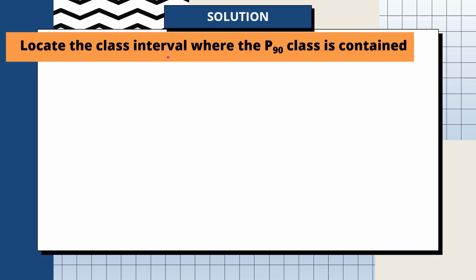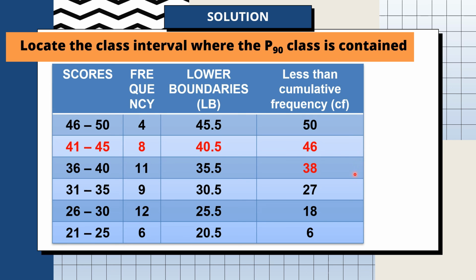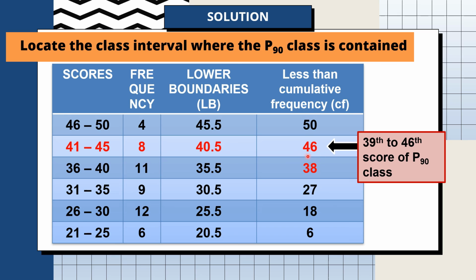Now, let's locate the class interval where the P sub 90 class is contained. So, balikan natin yung table natin. Hanapin natin dito yung pang 45 na score. So, kung mapapansin, dito siya sa 46 pasok kasi ito yung 39 to 46 score. So, it means yung 41 to 45 ang ating class interval.